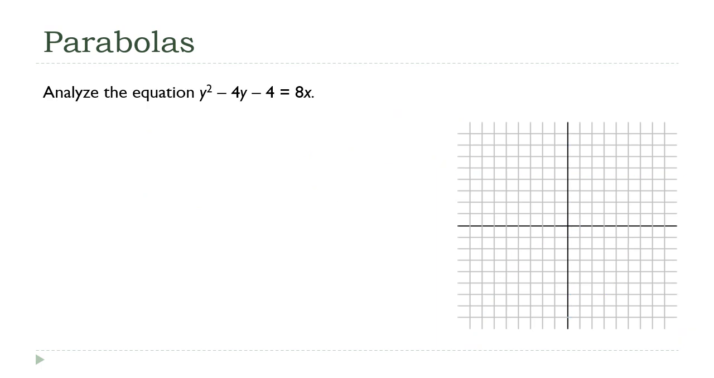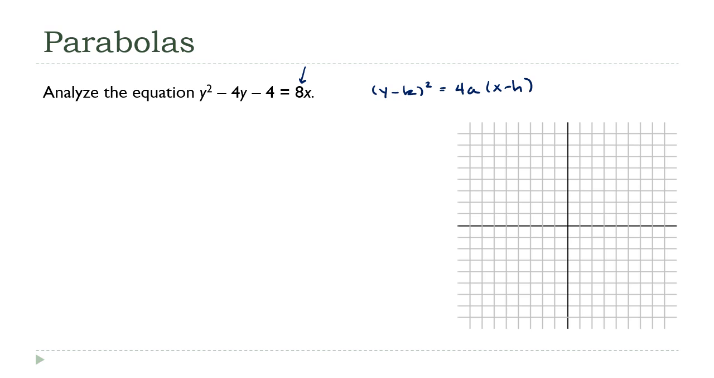Now this one is a little more complicated. We have a y term here. We have a y squared and a y term. Right, so what I need to do is fit this into one of my equations. It's going to need to look like y minus k squared equals 4a times x minus h. And I know a is going to be positive, because this part in front of the x is positive. So how can I make that happen?